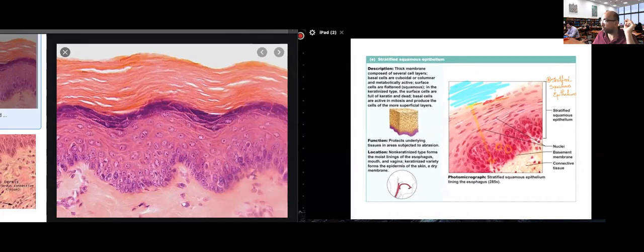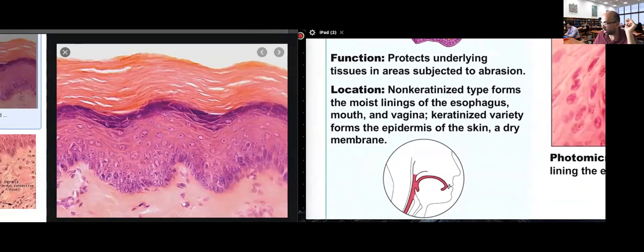So where can I find the keratinized stratified squamous epithelium? It's gonna be in the epidermis of the skin. What is the epidermis of the skin? This is the outermost layer of your skin.